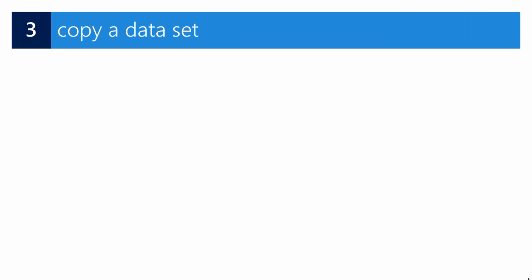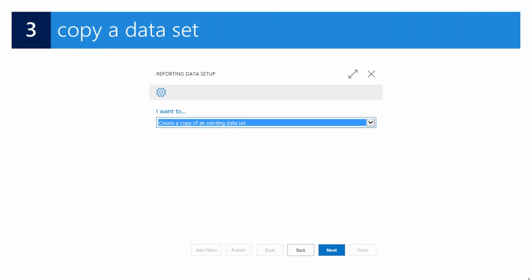In this third step, Peter chooses to create a new dataset based on a copy of an existing dataset. So the data is similar to something he already created, but now he would like to have some extra fields and a different filter applied.